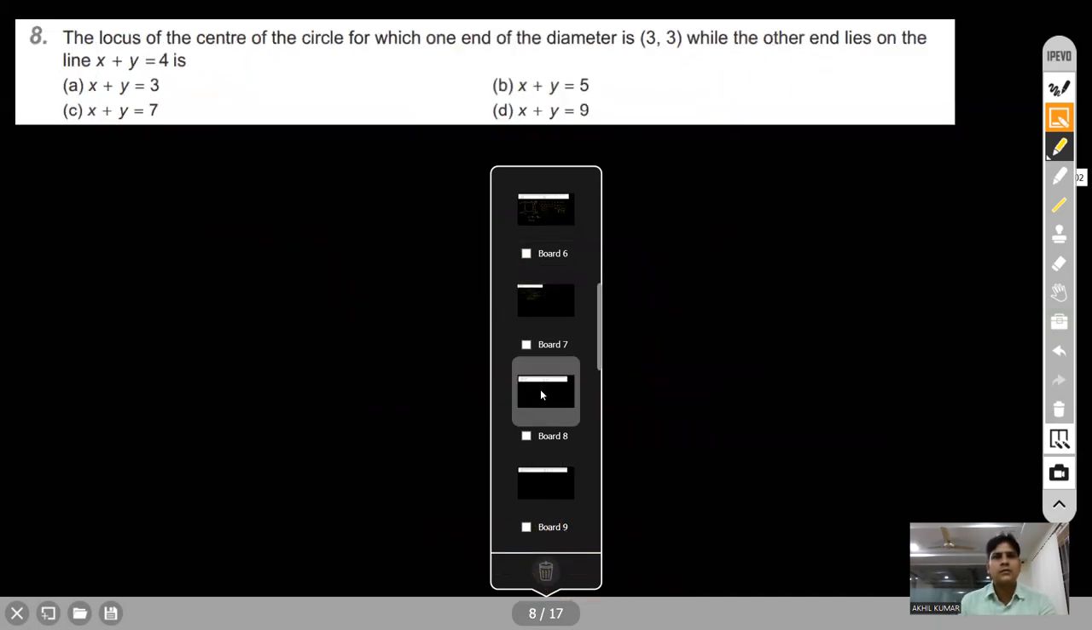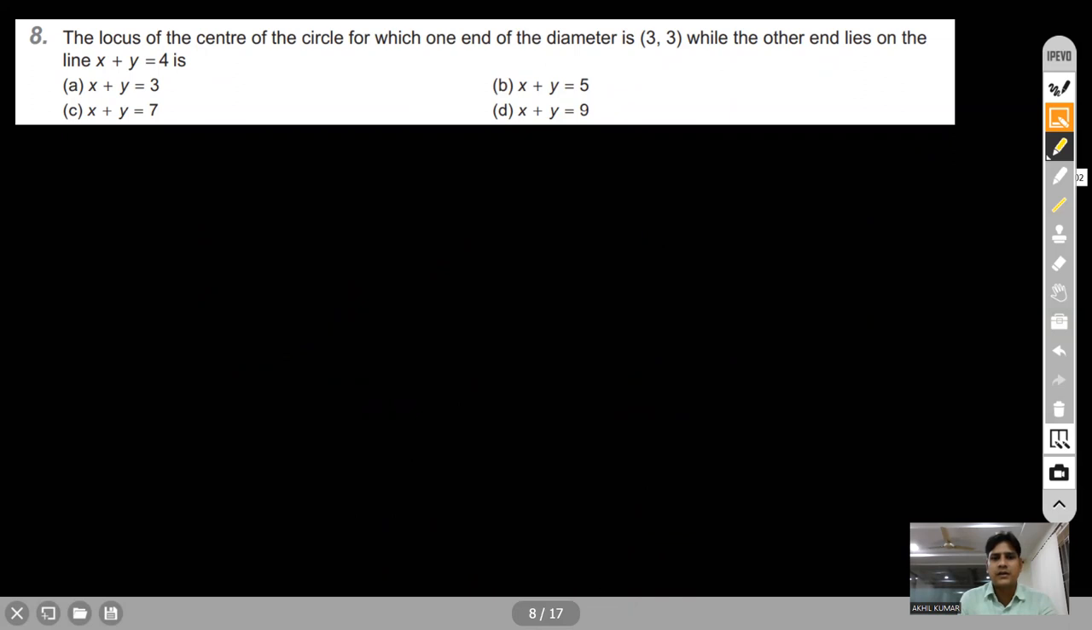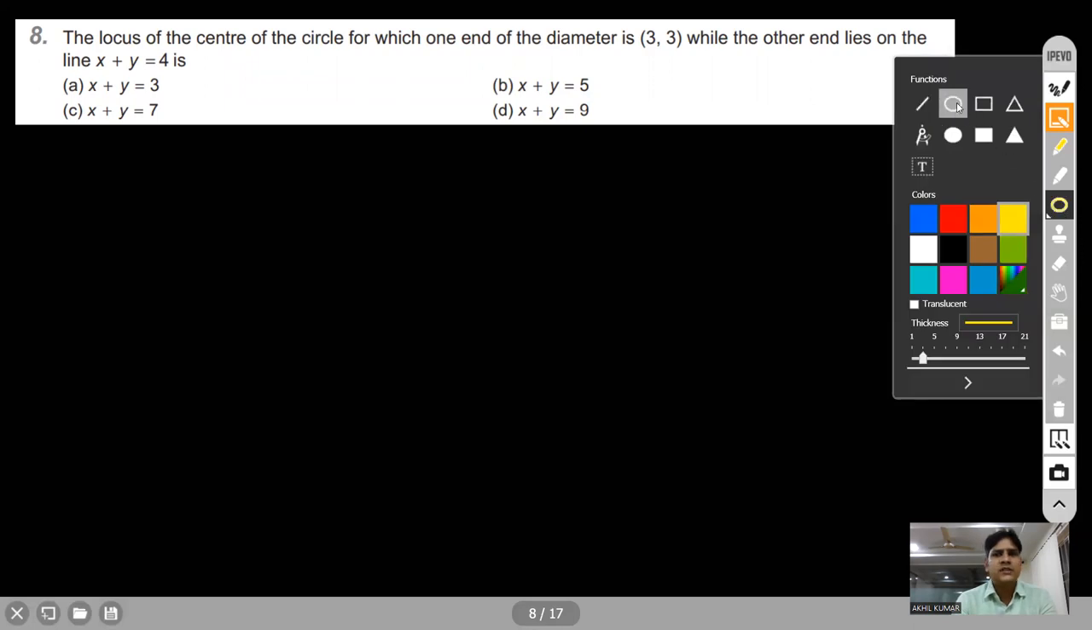So let's take the next question, question number 8. It is saying: the locus of the center of the circle for which one end of the diameter is (3, 3), while the other end lies on the line x plus y equal to 4. And we have to find the locus of the center of the circle. So we are given one circle. This is our circle.